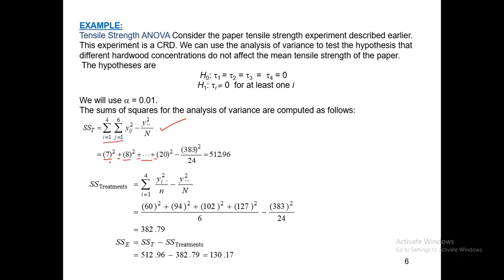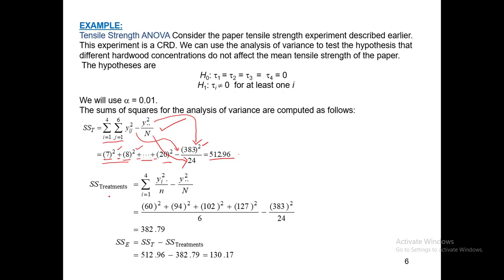If the expression is too lengthy, you write only the first two terms and the last one, with the plus operator in between, and instead of writing all of them, insert 3 dots. This is the standard way of writing the expression. Then this minus sign. I told you that 383 is the sum of all the observations, and then the square is there, and n is the 24 observations we have. During the calculation we will get 512.96, which is the sum of square of total.